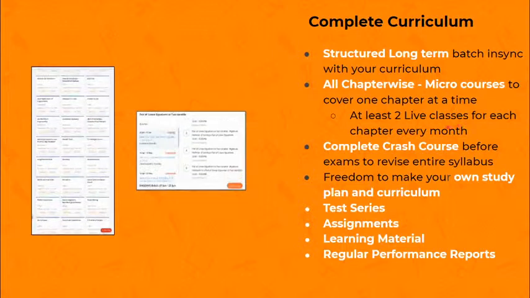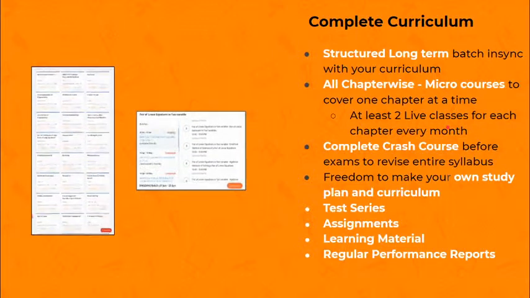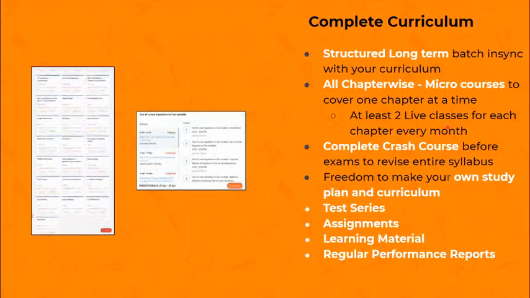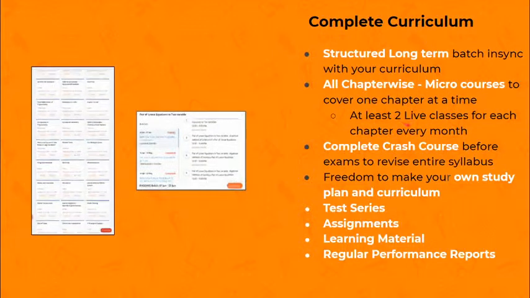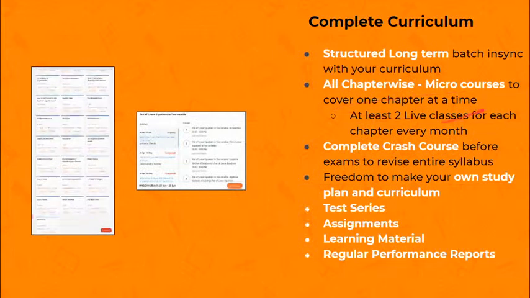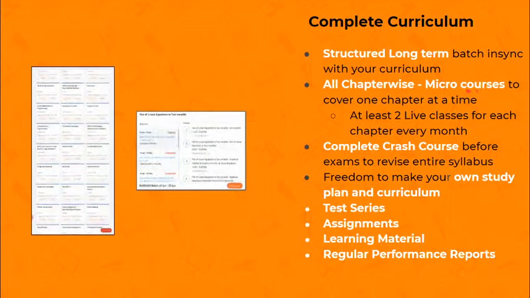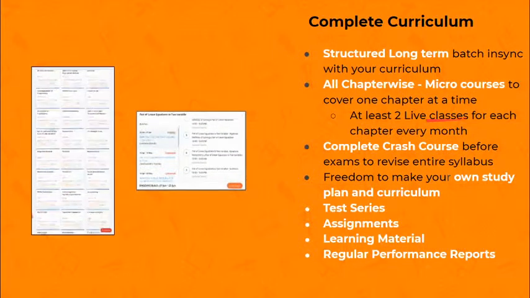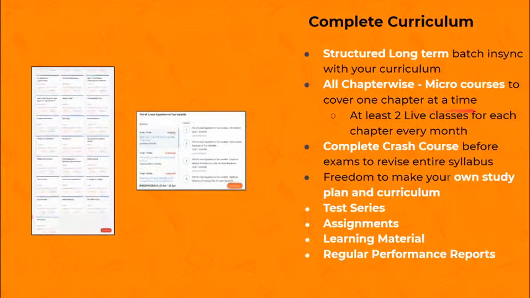Let's say in your school the fourth chapter is going on in some subject, while in the live class the third chapter is going on, and you want the recording of the second chapter. You can simply access the micro course. You will have access to the micro courses also, which contain all the chapters here.